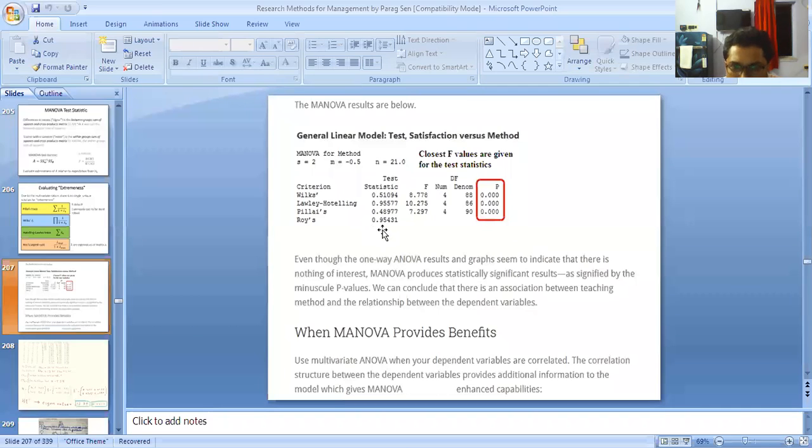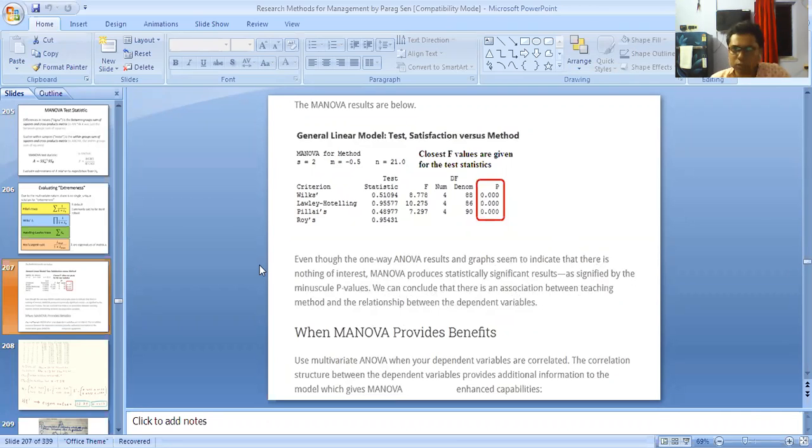You are seeing that in all cases, all statistics are revealing that it is significant. So even though the one-way ANOVA results and graphs seem to indicate that there is nothing of interest, MANOVA produces statistically significant results as signified by the minor p values. We can conclude that there is an association between teaching method and the relationship between the dependent variables.